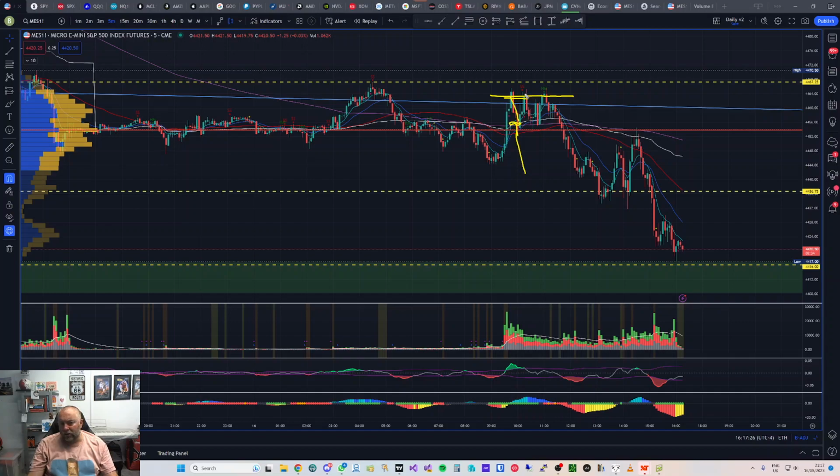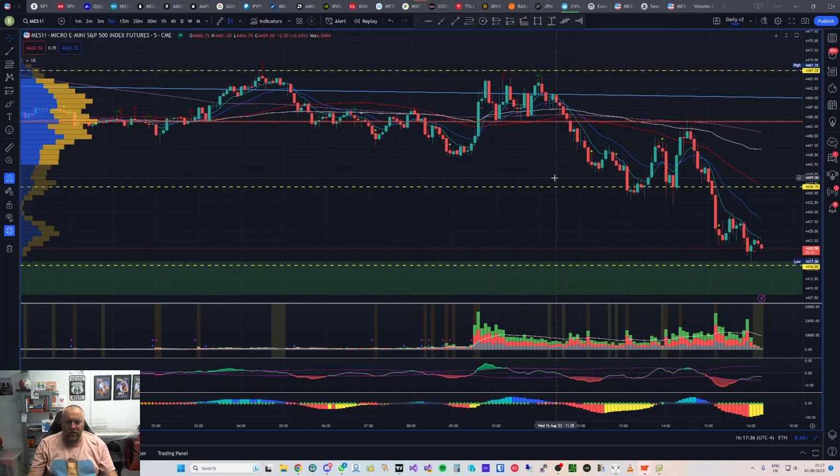Then I retook the short again up here and came down, got out at VWAP initially, and then it pushed down through the VWAP, and I thought this is the break I was waiting for. I'll zoom in actually.